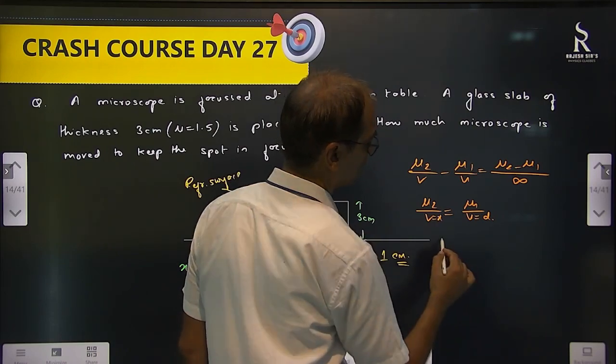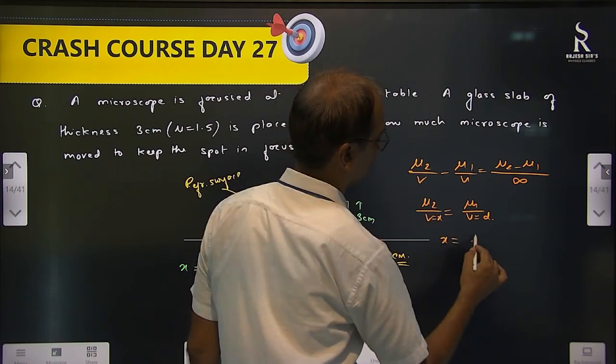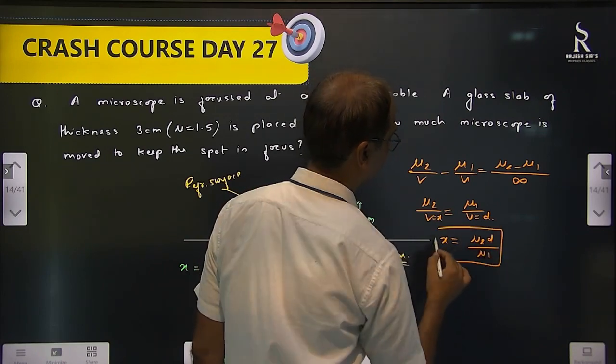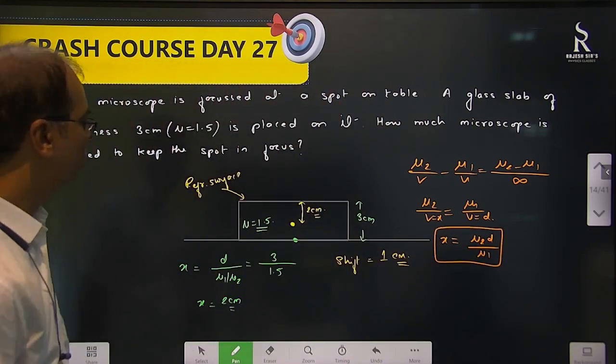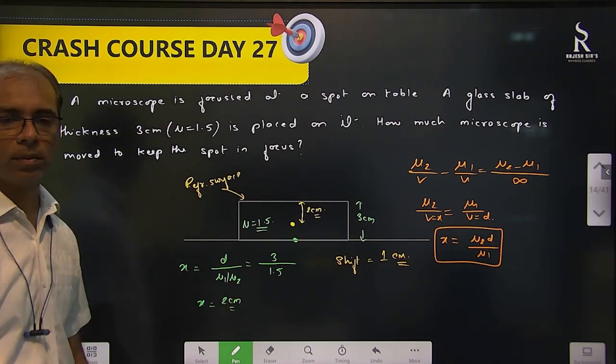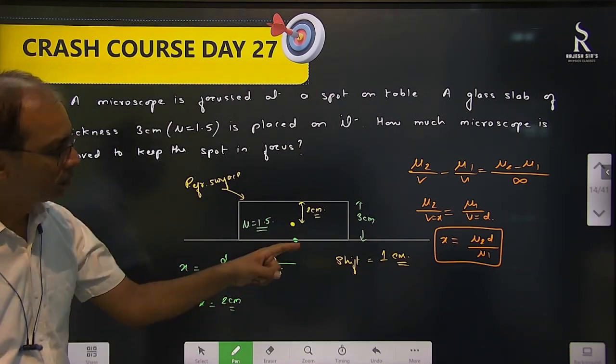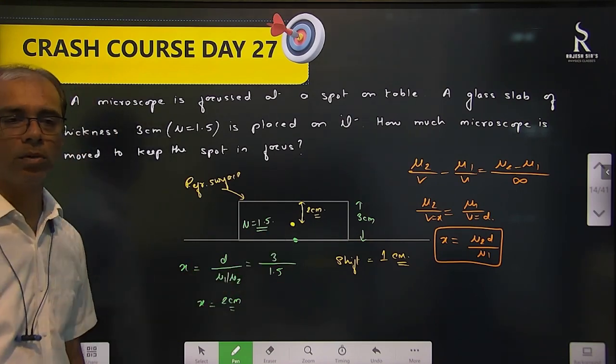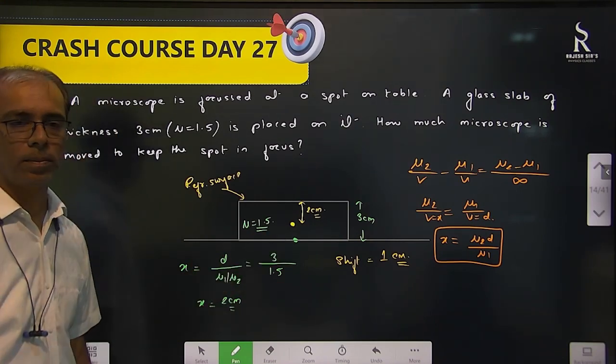So what we are getting? Same thing, x equal to mu2 d by mu1. So from here also, if you want, you can use the same formula. See, same thing only. x equal to mu2 d by mu1. If you don't want to remember this formula, then the curved surface formula we can use to get the same answer. Okay.